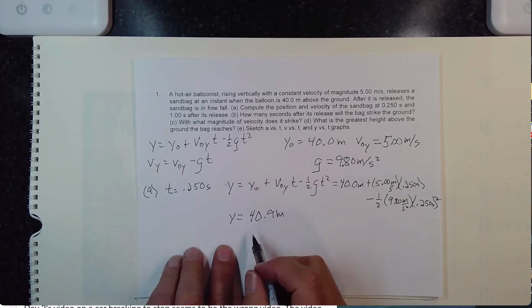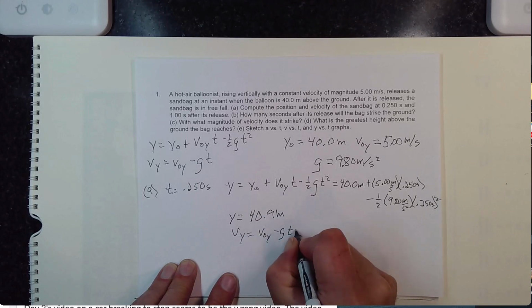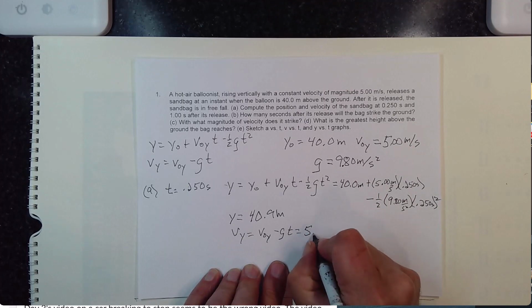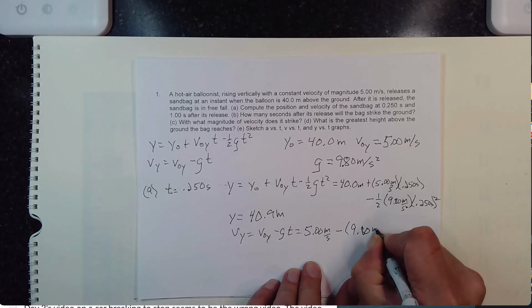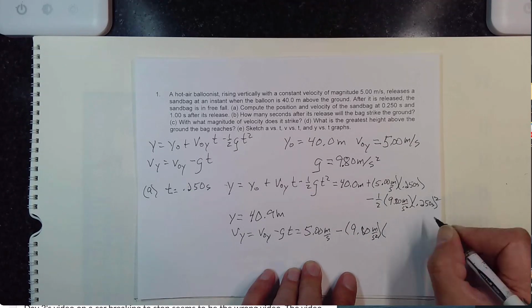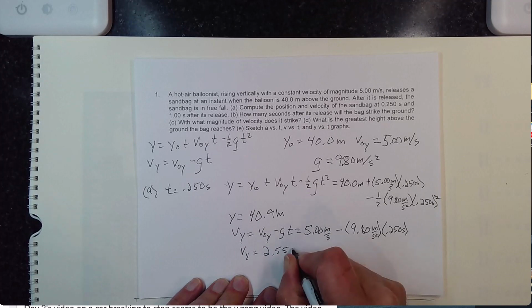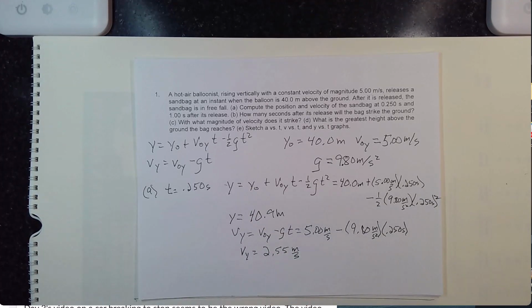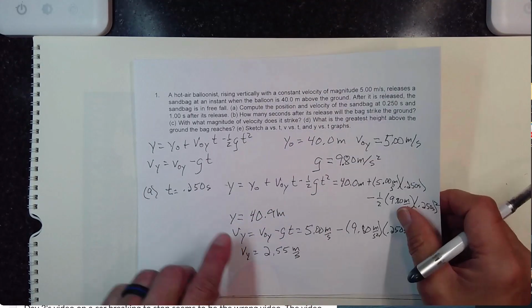Then, how fast is it going at that time? Well, v sub y is just going to equal v naught y minus g t, which starts at 5 meters per second, minus 9.80 meters per second squared, times t, which is 0.250 seconds. I get 2.55 meters per second at that time. So the sandbag is still on its way up after a quarter of a second. It's risen to a height of 40.9 meters. Let's go ahead and continue on this problem and figure out where it is at 1 second.